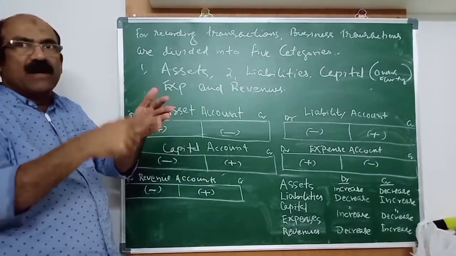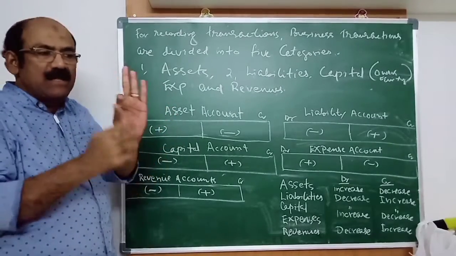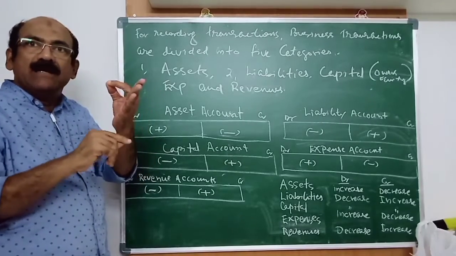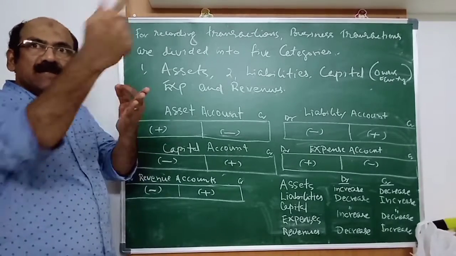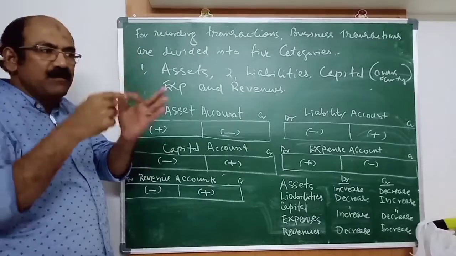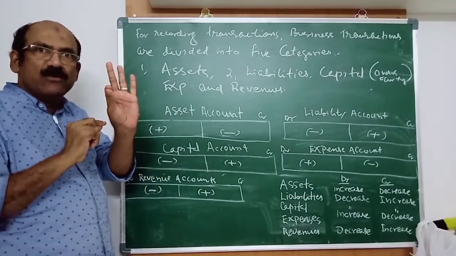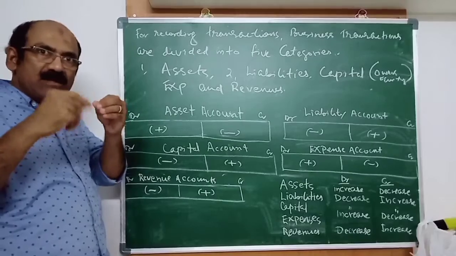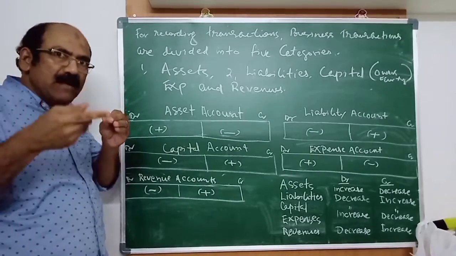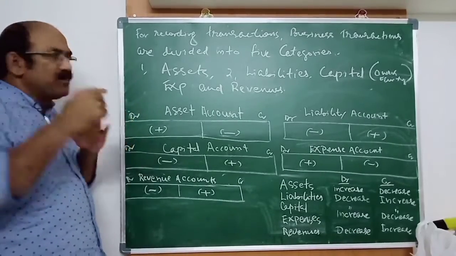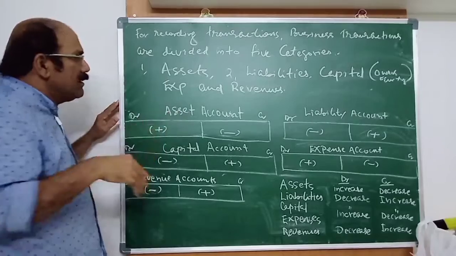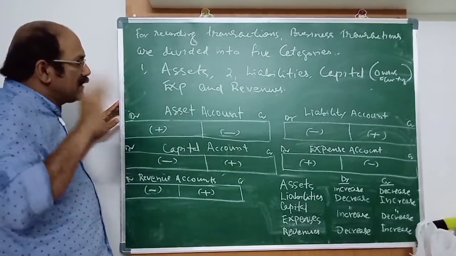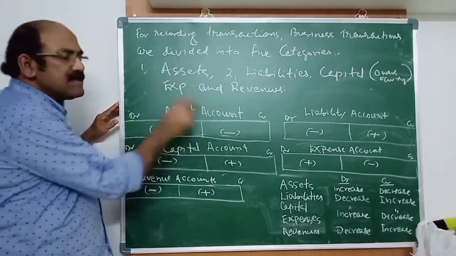Out of these 5, these 3 are permanent accounts and these 2 are temporary accounts. These three permanent accounts will be balanced and the balance will be carried forward. These two, revenue and expenses, will be closed. This in detail you will have in later classes. I just told you this on this occasion. Now come to the asset account.